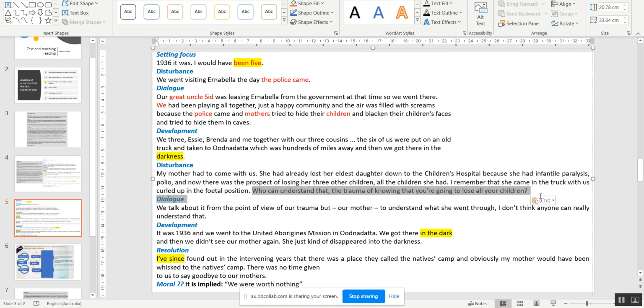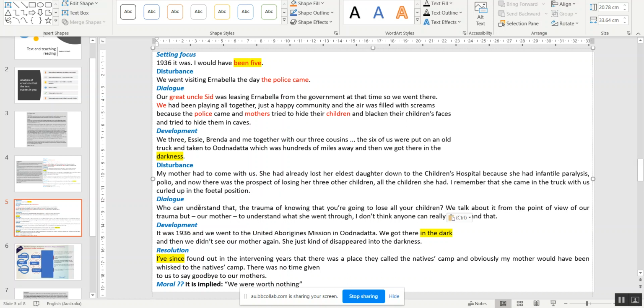And there was a prospect of, okay, and I just want to remove, the more it comes to dialogue, the more I want to keep it in the dialogue. So there was the prospect of losing 3 children, so I think that's why I put it in red. I did it last night, so I can't remember, because I've done another text since. So there was a prospect of losing 3 children, right? Another 3 children, all the children she had.